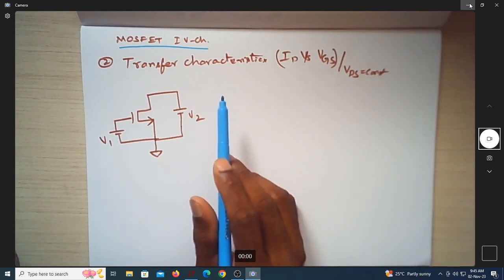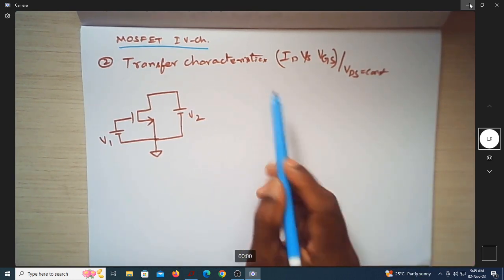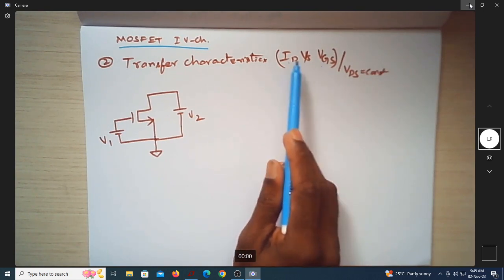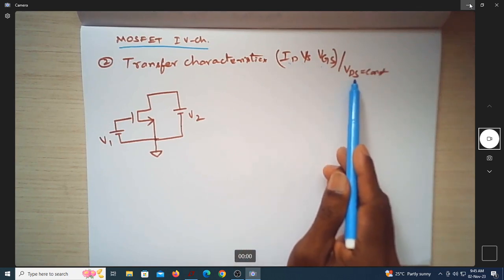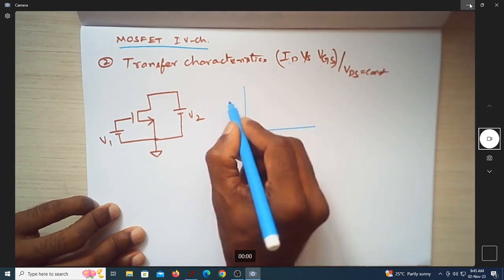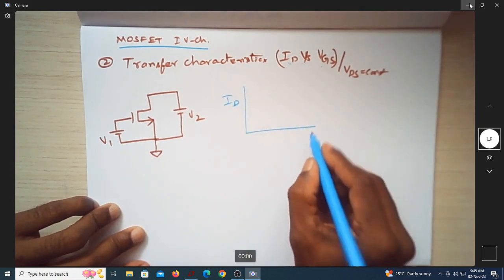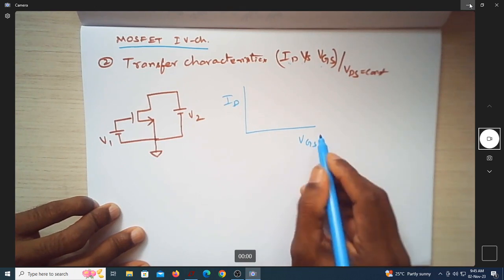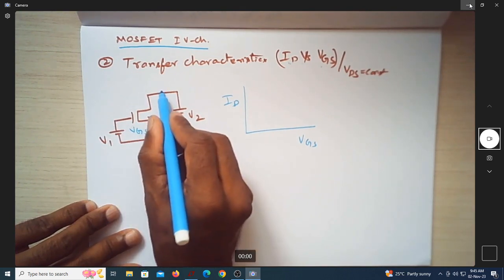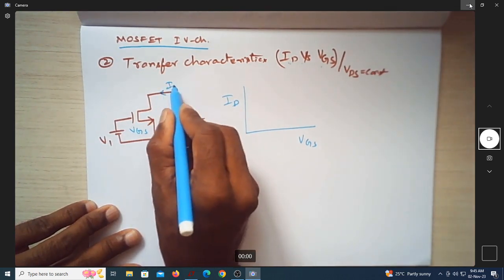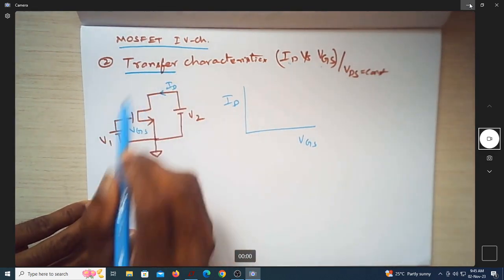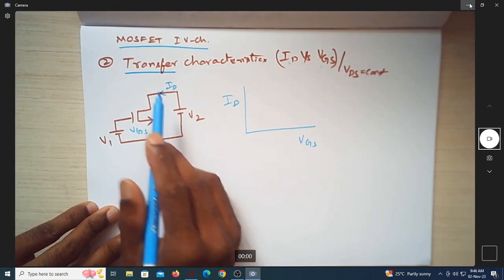It is called transfer characteristics because we are considering two parameters. One is ID, the other is VGS. It is ID versus VGS at a constant drain to source voltage. This is my dependent parameter, this is the independent parameter. Since VGS is on one side, the input, and ID is on the output side, that's why the term transfer. So it is transfer characteristics.